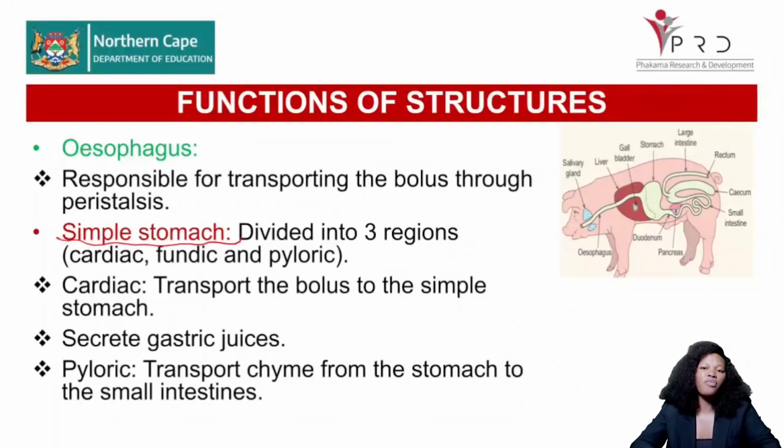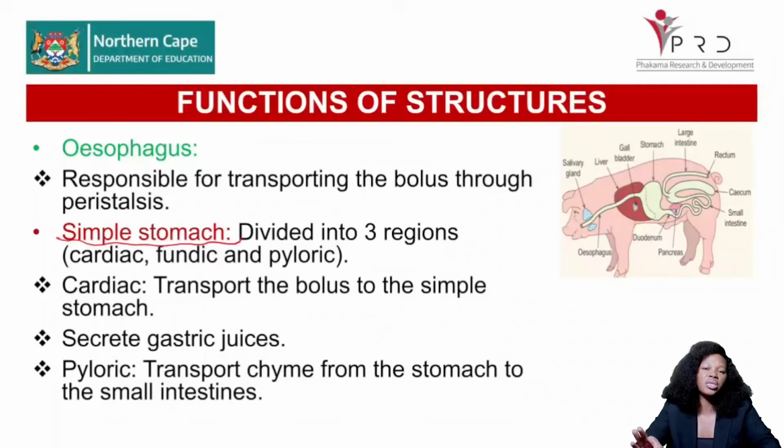Now, a simple stomach of a pig is divided into three regions. Region number 1, we have a cardiac sphincter. Number 2, a fundic sphincter. Number 3, a pyloric sphincter. Now, when you look at these regions, just think of a room, right? A room should have an entrance. That should be our cardiac sphincter. The main room should be our fundic sphincter, and the exit part of a room should be our pyloric sphincter, right? Now, what is the function of our cardiac sphincter?